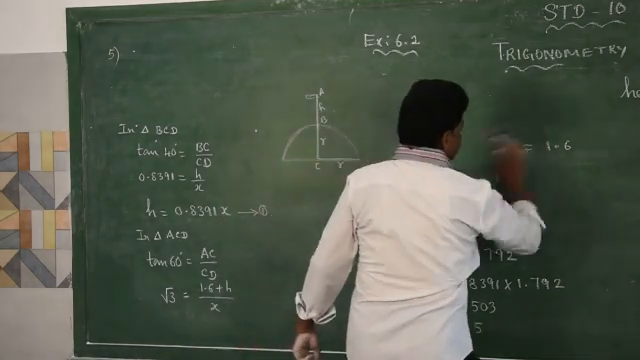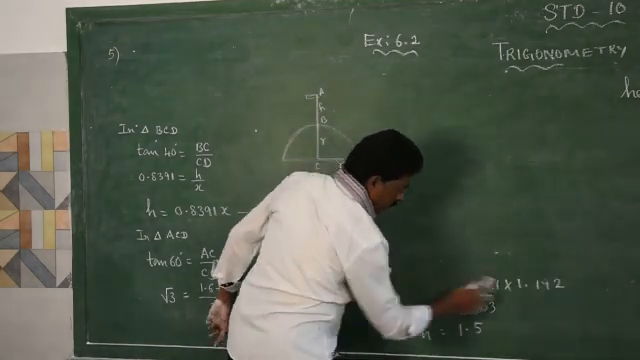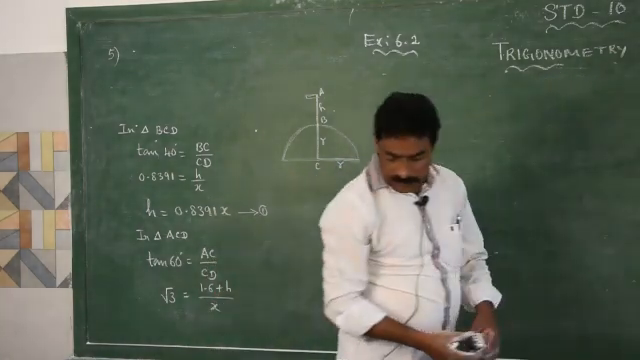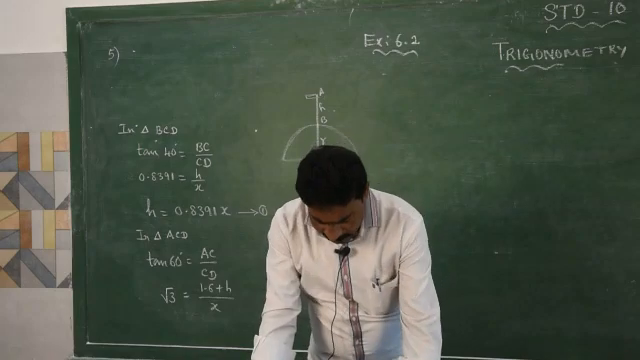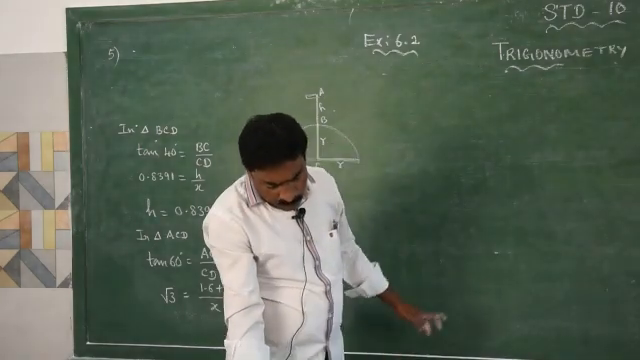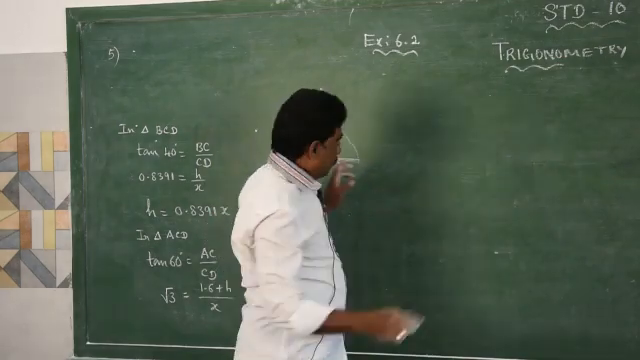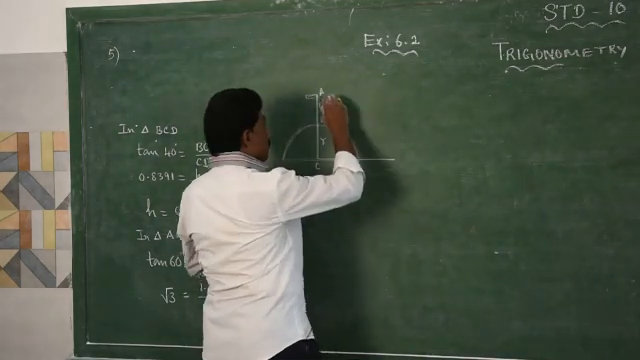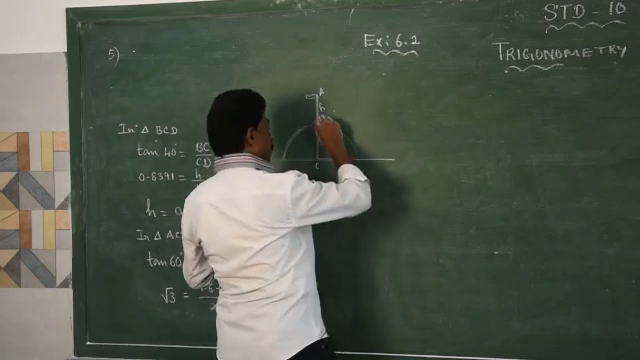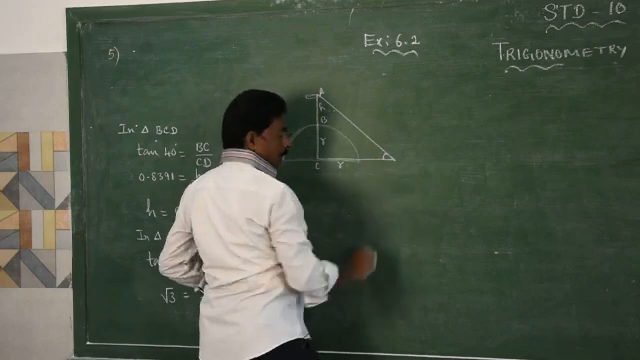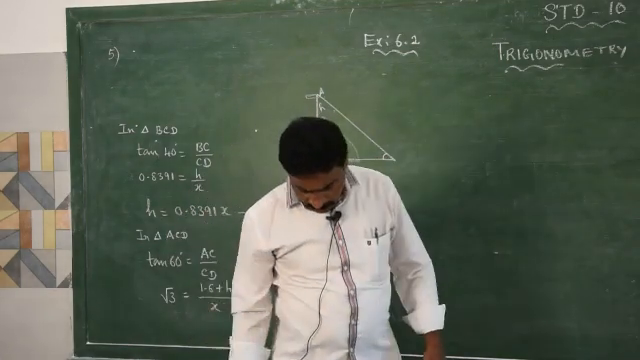A man standing 7 meter away, what is given? A man standing 7 meter away from the dome, seeing the top of the pole at an angle of 45 degrees. From here, a man standing 7 meter away. The angle of elevation is 45 degrees.